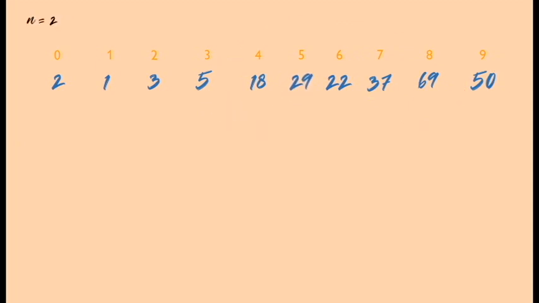Lastly, we now need to sort elements with a gap of 1. Take 1 and 2 as an example. 1 is less than 2, so they switch places. This goes on until everything is sorted.